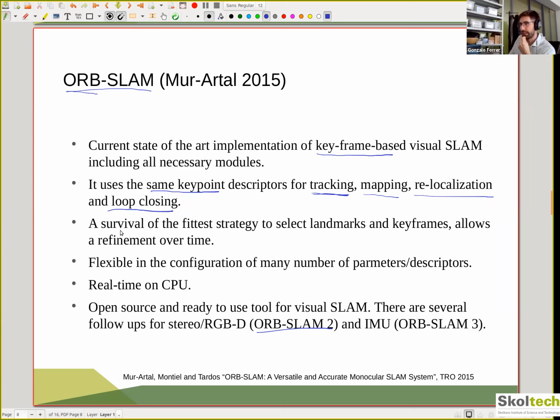This is one of the contributions. There are many, but they implement a survival of the fittest strategy for landmarks. Why is that? Because not all points are relevant. Maybe you don't want to keep all of them in your estimation. So they were deliberately removing some of them, after seeing that a point is not optimized, it's observed just once or twice, so let's remove it because it's not helping the overall map estimation or SLAM estimation. The second one is keyframes. They allow this refinement over time. If you observe a keyframe many times, maybe you want to remove some of them.